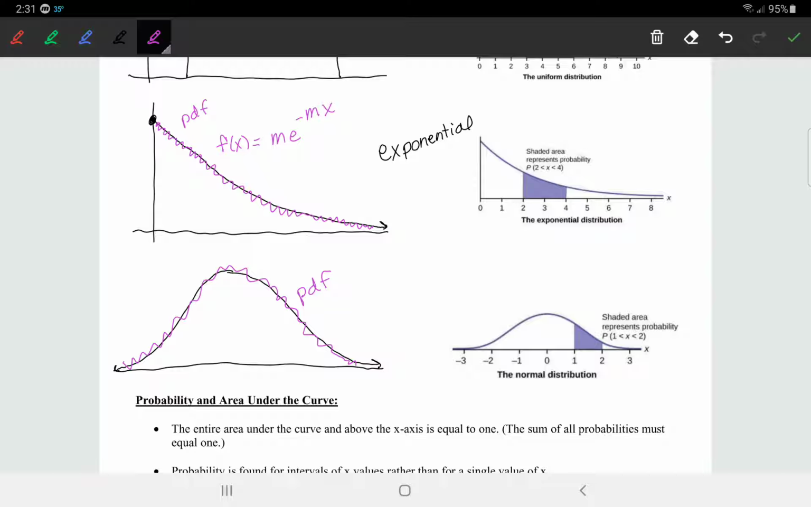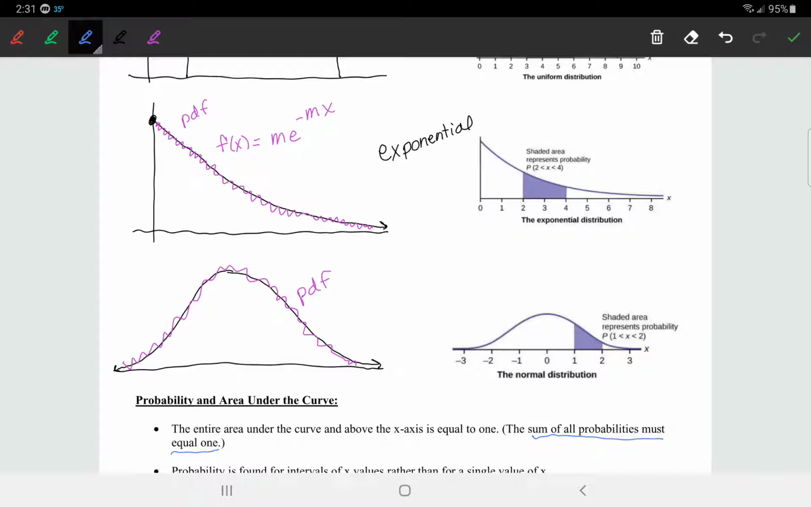And the function f of x that represents that is quite complicated, so we will leave that out for the moment. All right, but remember that this is probability, and we're associating probability with the area under the curve. And the very first criteria that we have is if it's going to be a probability distribution function, the sum of all probabilities must equal 1.